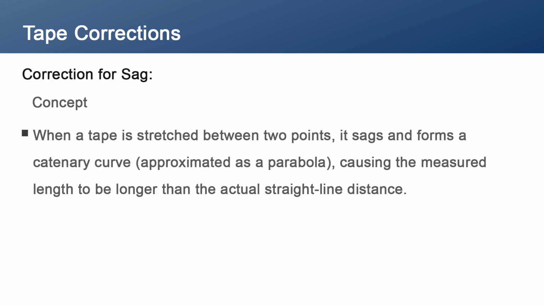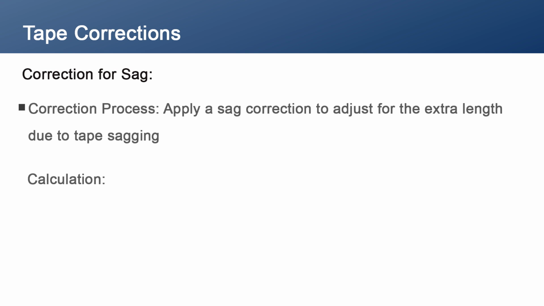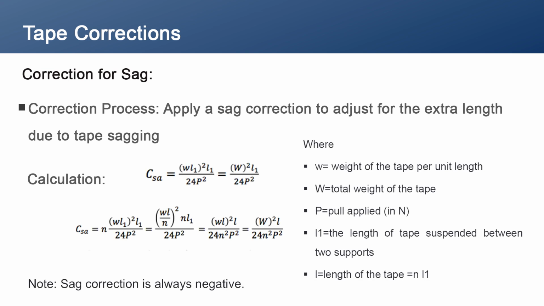Next, we have sag correction. When you stretch a tape between 2 points, especially over a long distance, it does not stay perfectly straight. Instead, it sags in the middle and forms a shape called a catenary. So, to fix this, you need to apply what is called sag correction or CSA. This correction adjusts for the extra length caused by the tape sagging. So, your final measurement is accurate, and it is given by these formulas.